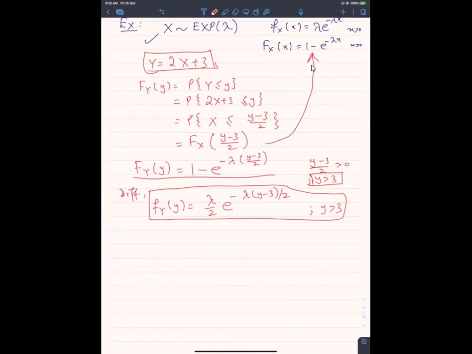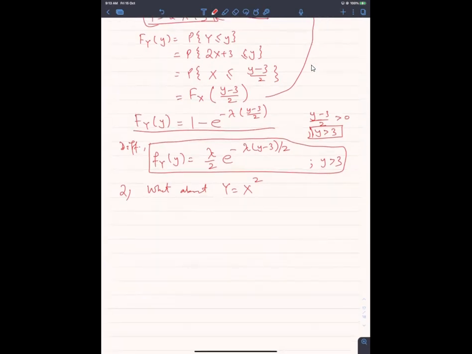Now, what happens when you have a situation कि यहाँ पे तो y की linear mapping है x के साथ. What about y is equal to x square? जहाँ पे linear mapping नहीं है. Two values of x will map to the same value of y. उस केस में क्या करेंगे?